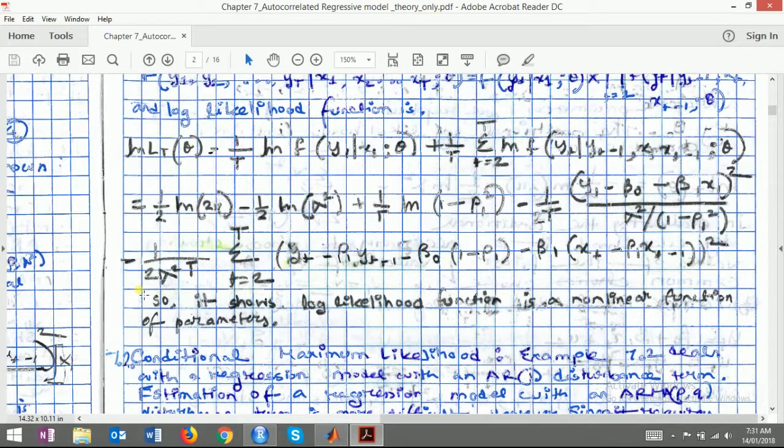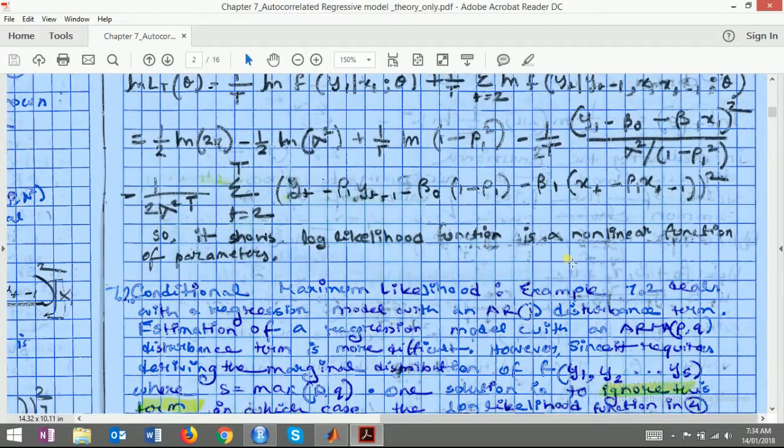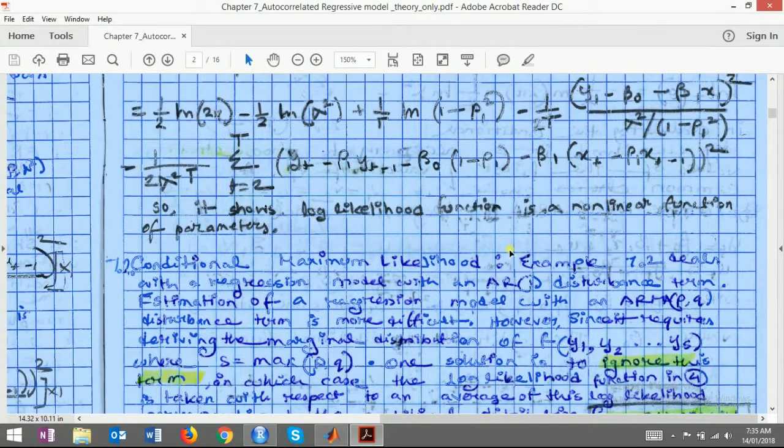So it shows that the log likelihood function is a nonlinear function of the parameters. So first we have just talked about the log likelihood function that combines conditional distribution and marginal distribution to give us the joint probability density function. This is important. This type of log likelihood function is used for ARMA models when you have the autoregressive parameter which leads up to Vt and the moving average parameter which follows on from Vt.